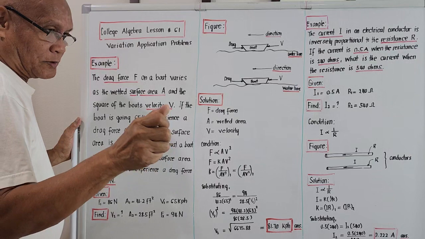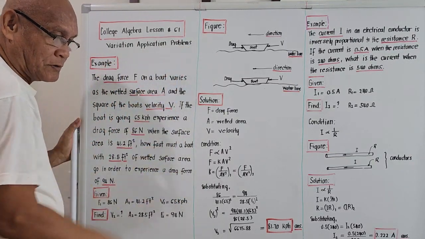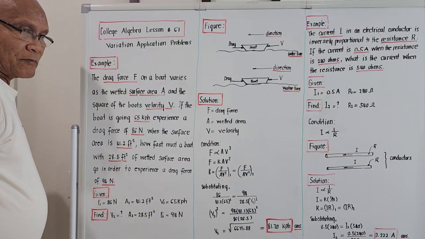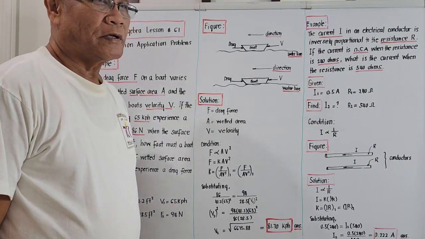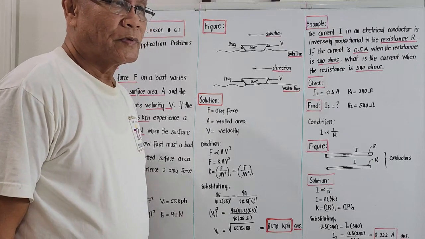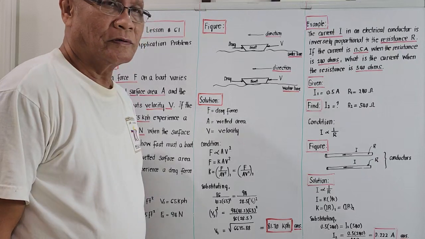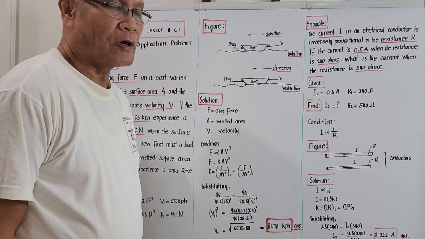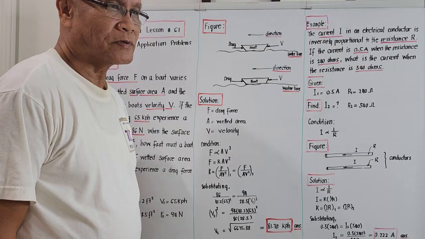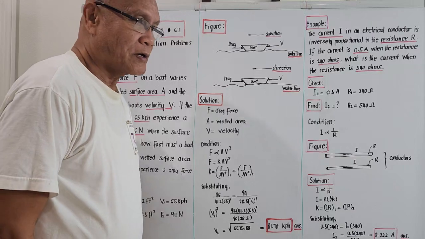The title of the topic is Variation Application Problems. The last time around, I discussed the different types of variation: the direct variation, the joint variation, and the inverse variation. So for tonight, I will be presenting problems involving those concepts. Example number one.